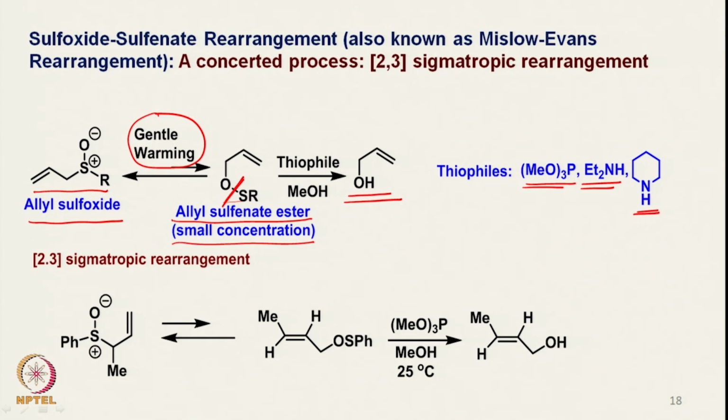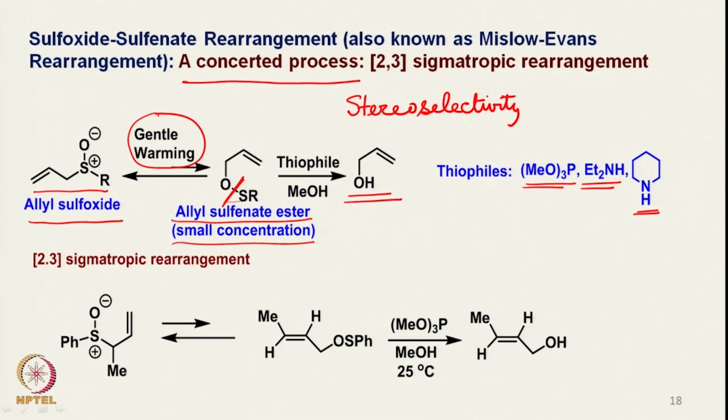As an example, and this is an example of a 2,3 sigmatropic rearrangement, which I will discuss in detail in a short while. However, it is important to know that this entire process is a concerted process, and therefore there is a huge possibility of observing stereoselectivity in these reactions, and that is exactly why this reaction has become very popular.